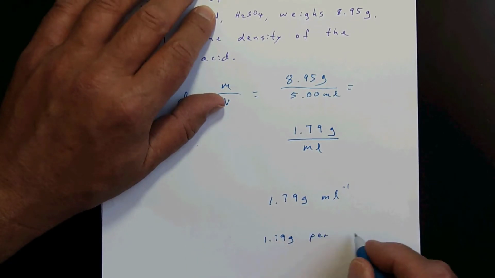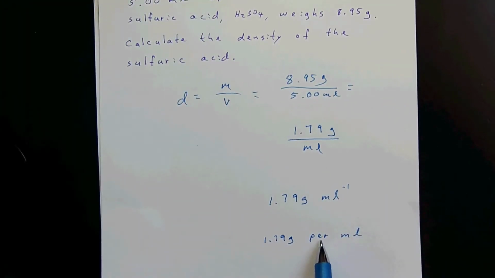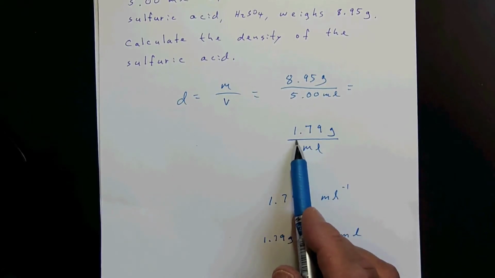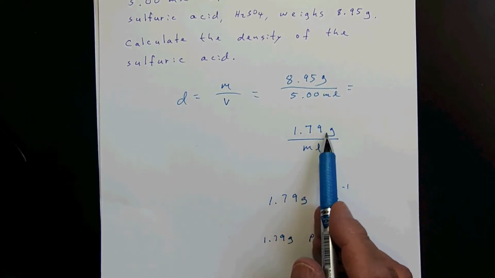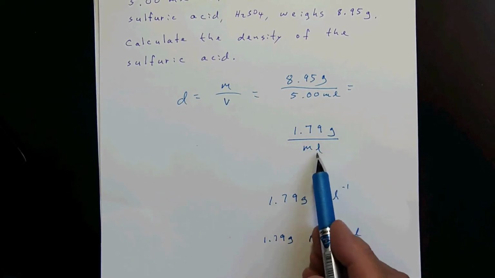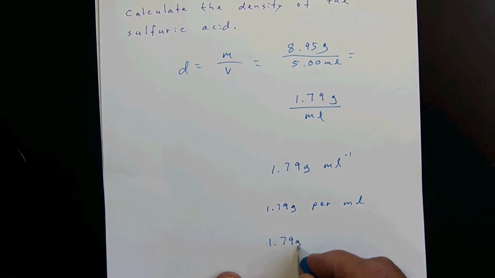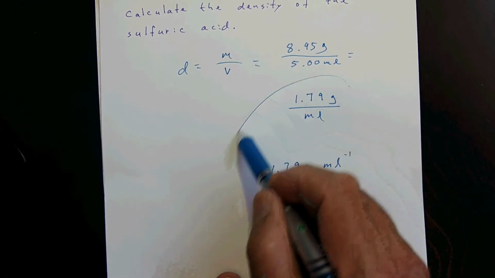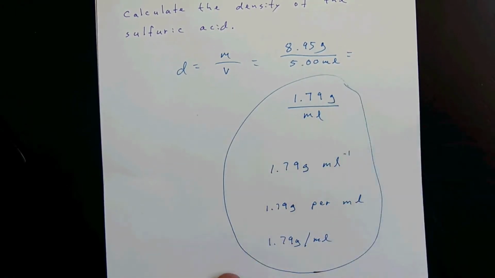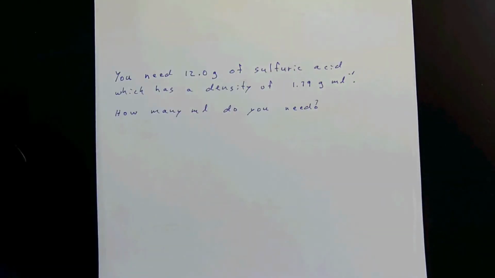1.79 grams per milliliter. The word per, when you see the word per in the sciences, it means it's a fraction. That's the word per right there, that fraction line. 1.79 grams per milliliter. You'll see it typed up as 1.79 grams / milliliter. Same thing. So all of these mean the exact same thing. Okay, so that's finding the density of something.